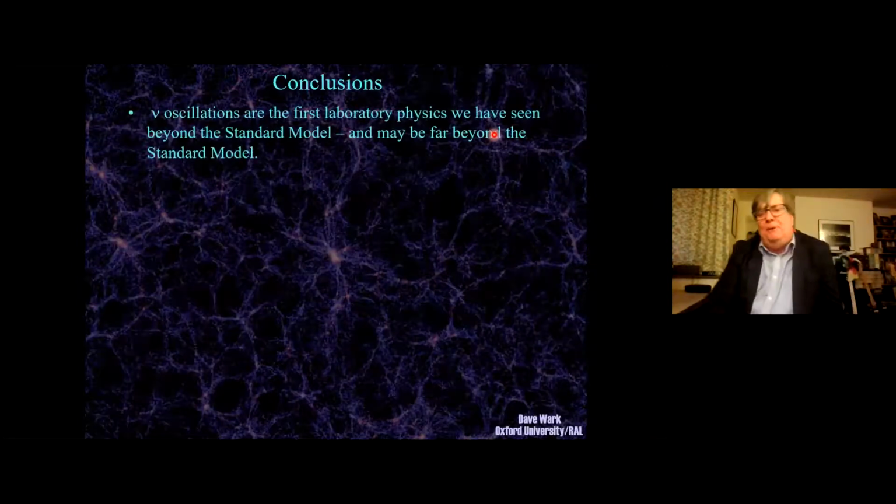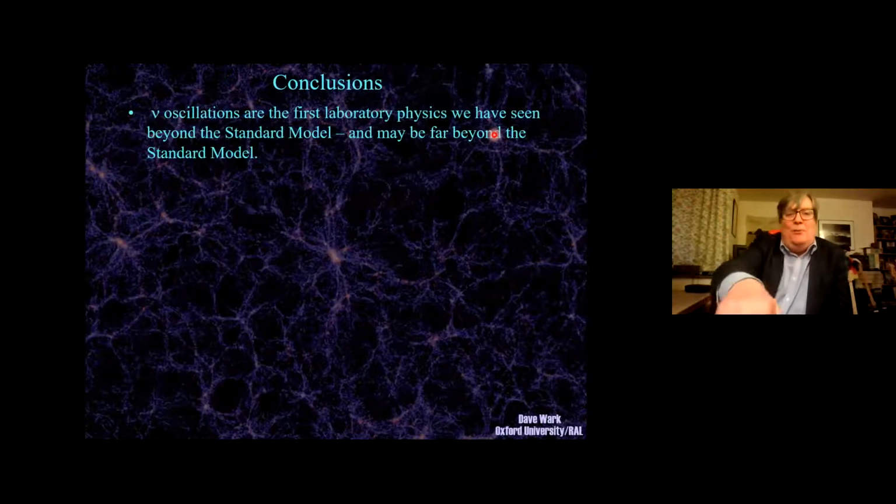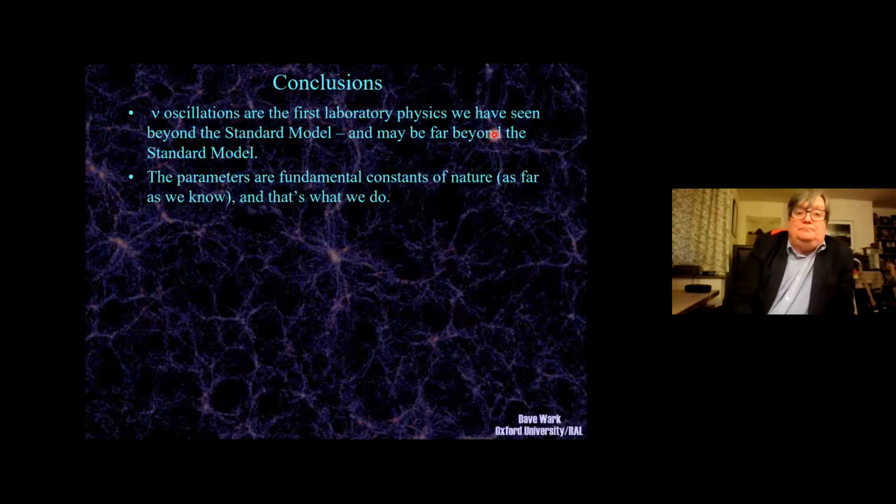So conclusions, I'm probably way over time. Unfortunately, my clock that normally says went away on this, but anyway. So neutrino oscillations are the first laboratory physics we've seen beyond the standard model. It may be far beyond the standard model if neutrinos are Majorana. We don't know yet. The parameters that govern neutrino oscillations, those angles and delta and the masses and all that, they're fundamental parameters of nature as far as we know. And so one thing we do is to try to determine those with greater precision to test models.